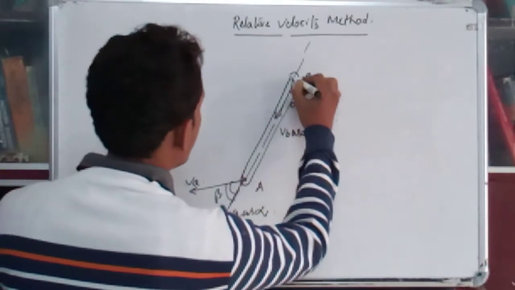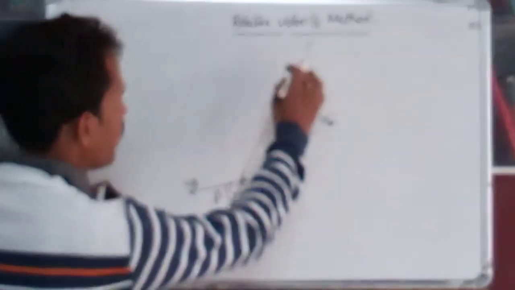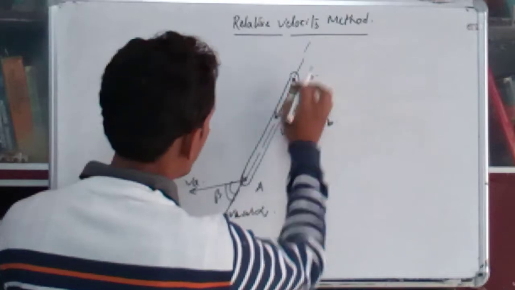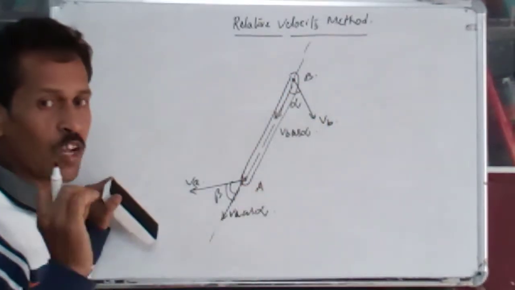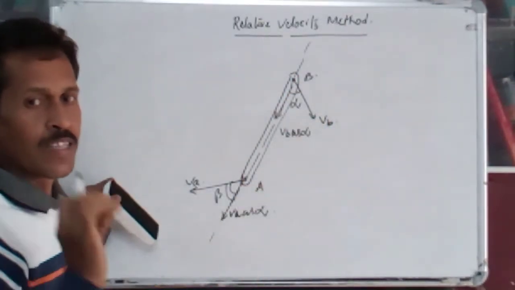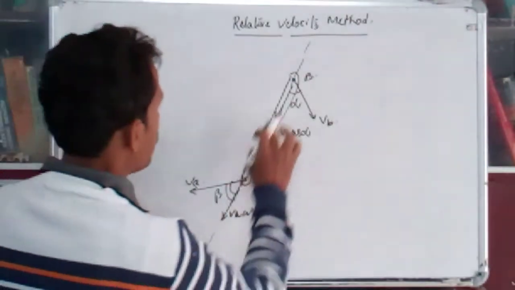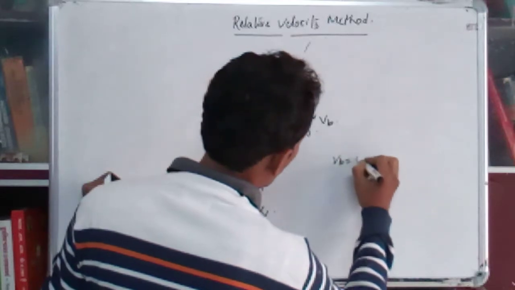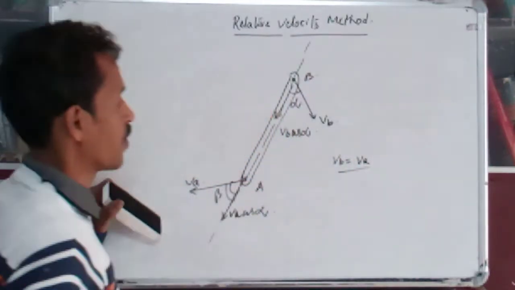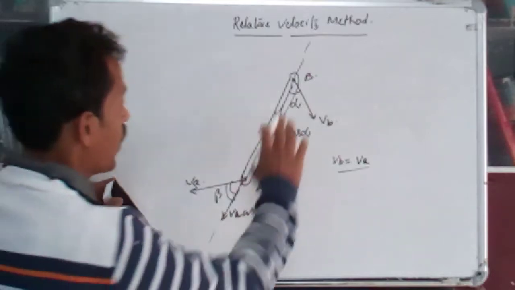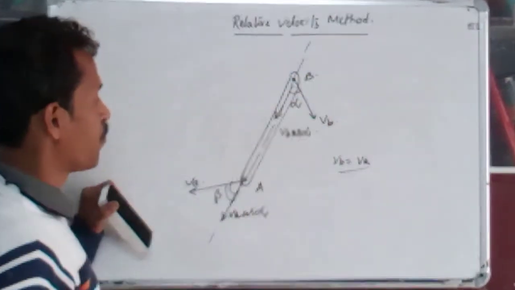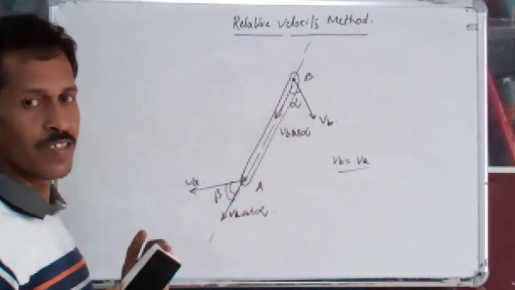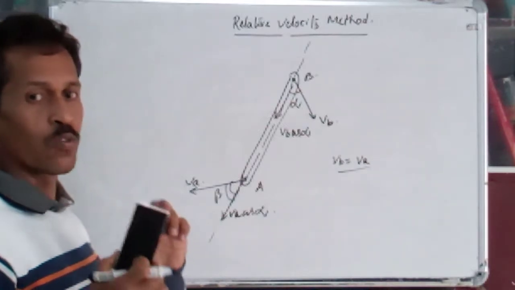Now, whether there will be any relative velocity along the plane, whether there will be relative velocity of B with respect to A, there will be no relative velocity between A and B. In that case, VB is equal to VA, because if there will be some relative velocity between A and B, as this link is fixed, that means solid link, no deformation.